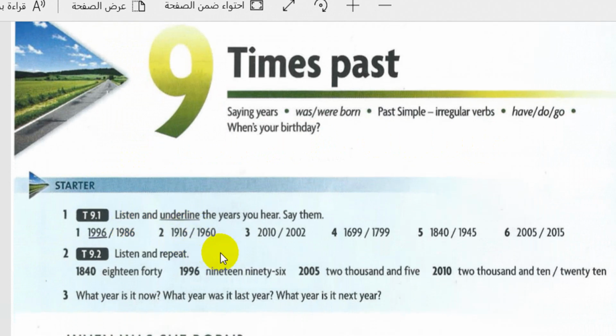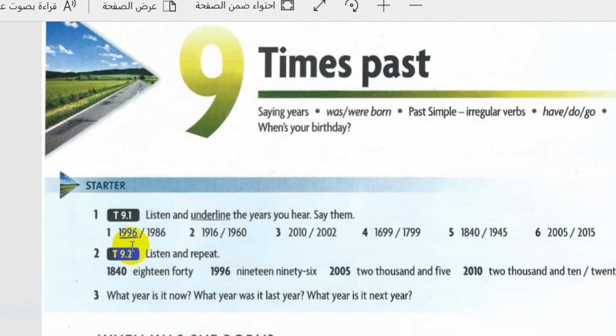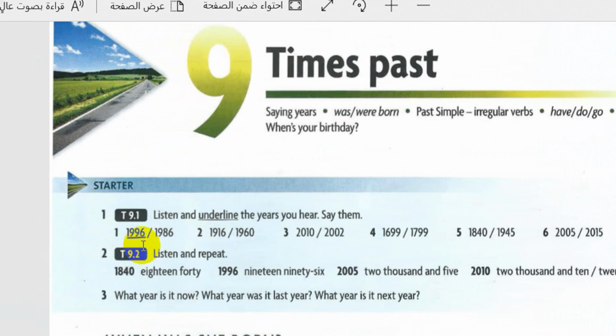Listen and underline the years that you hear and say them. 1996 or 1986. بالنسبة لقراءة الأعوام هنالك عدة طرق لقراءة هذه الأرقام. فمثلا نسمع البعض يقول 1996 بطريقة ونسمع البعض يقول بطريقة أخرى. فكل هذه الطرق صحيحة. Okay.